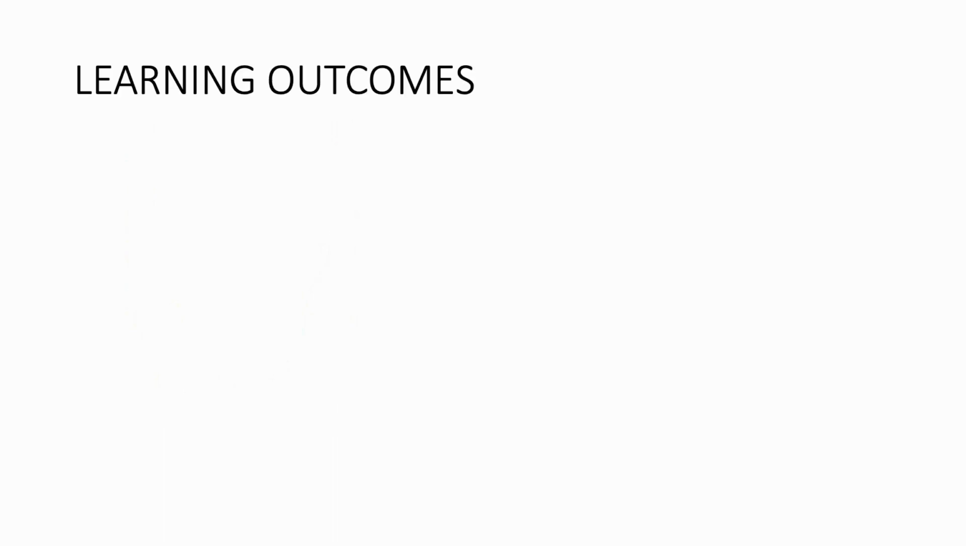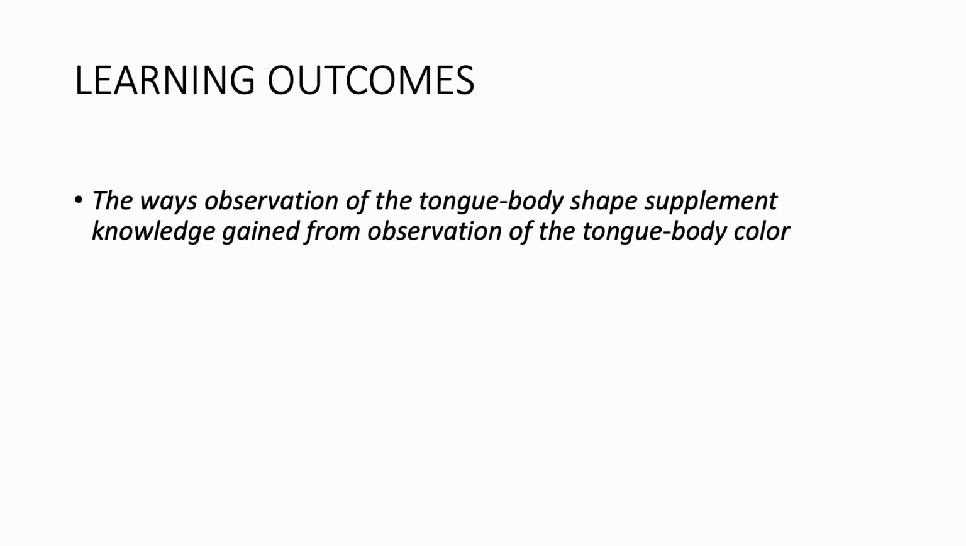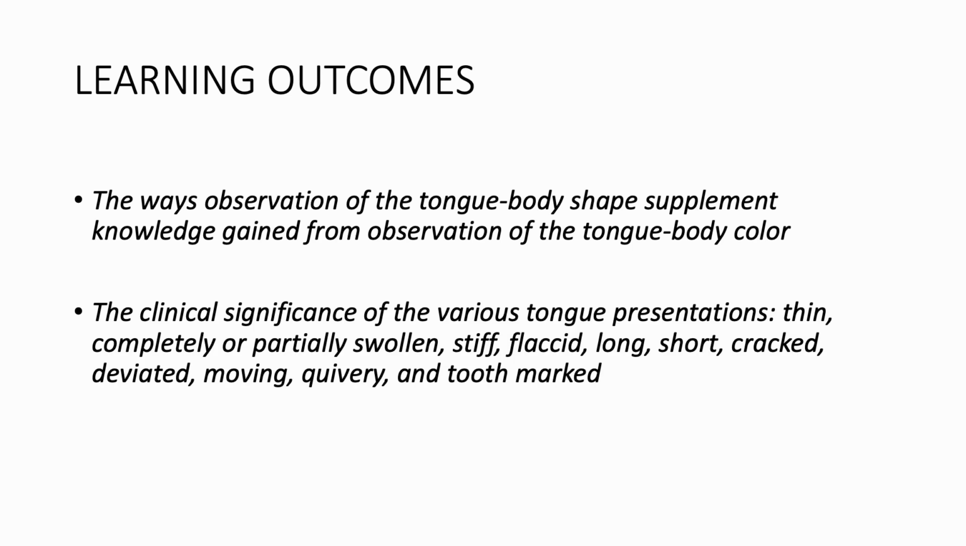We have reached the end of the topic, so we are expected to have learned the ways observation of the tongue body shape supplements knowledge gained from observation of the tongue body color, and the clinical significance of the various tongue presentations: thin, completely or partially swollen, stiff, flaccid, long, short, cracked, deviated, moving, quivery, and tooth-marked.